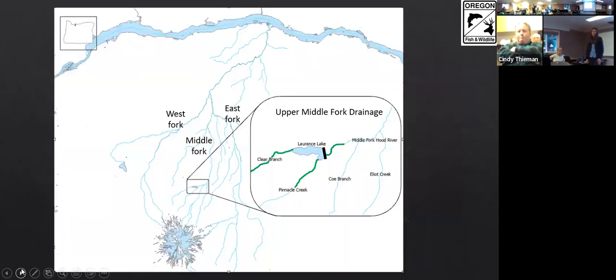Next slide, please. So now I mentioned the spawning ground surveys above Clear Branch Dam. This is zooming in on those spawning ground surveys that are conducted annually, and the green highlighted lines illustrate where they take place annually. So you can see on Clear Branch leading into Laurance Lake, on Pinnacle Creek, and then there are annual spawning ground surveys that occur on what we call Lower Clear Branch at the base of Clear Branch Dam.